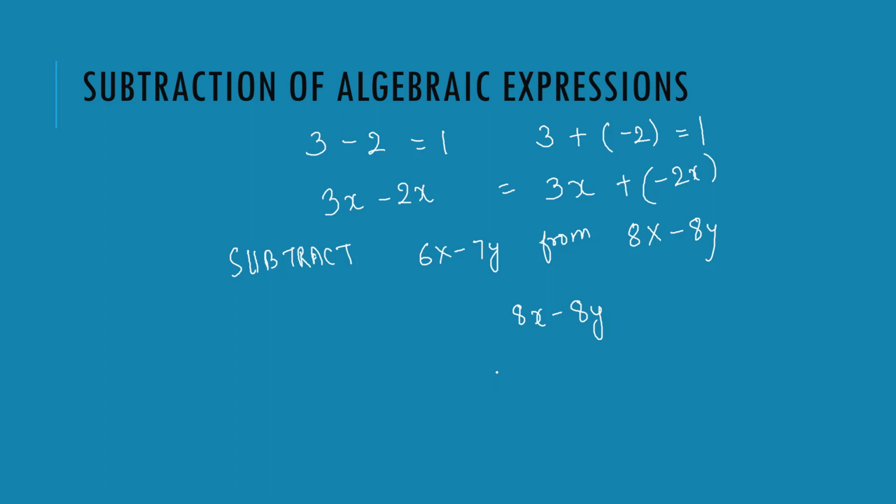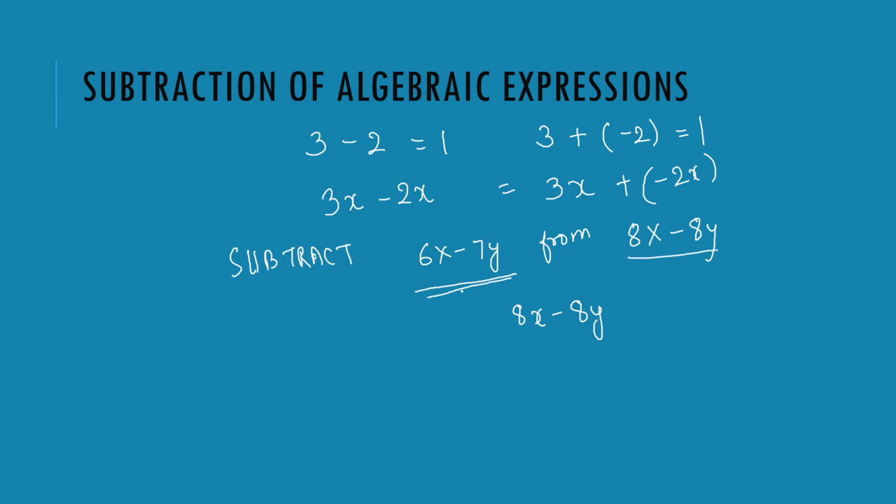So what does from mean in English? I don't know how to describe it. Okay, but you understand it, right? Yeah, I understand. So subtract something from something. You take something out from. So 8x minus 8y is the expression from which you have to subtract 6x minus 7y. So this one will go first and minus this one.